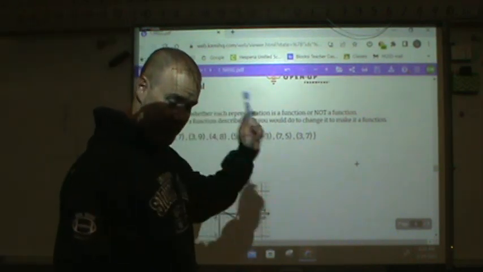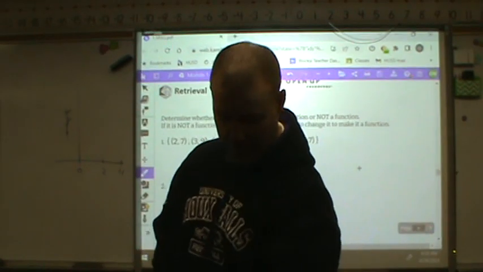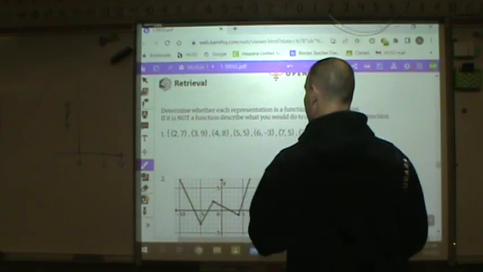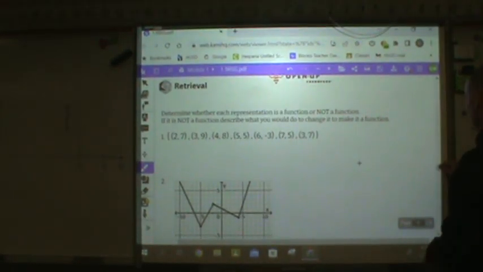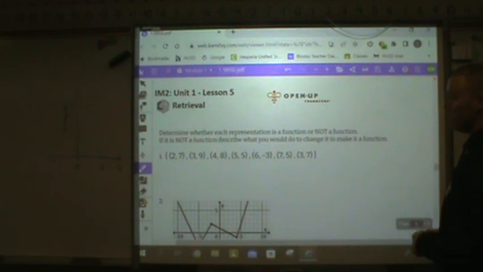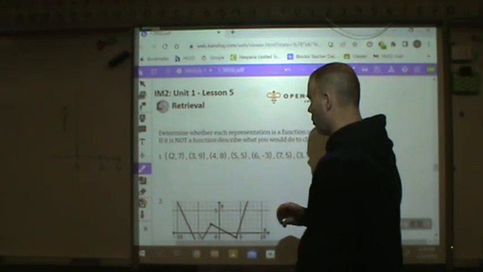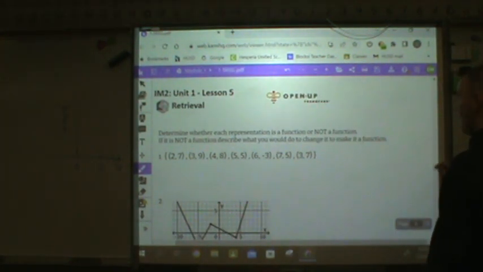All right, so is it a function or is it not a function? That's what we're going to look at. So this is the retrieval, right? The 1.5 retrieval. This is going to help you for the ready and the go, which we're working on in class today on Friday.